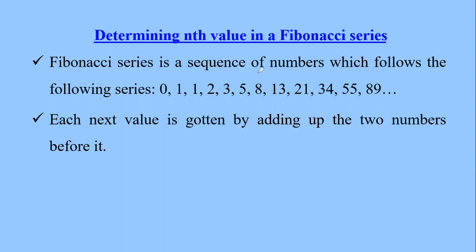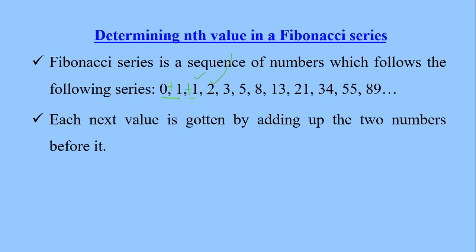2 plus 3 is 5. I repeat, the first 2 numbers in the Fibonacci series are 0 and 1. So to get the next digit, you add the previous 2. So 0 plus 1 gives you 1. Then to get the next number in the series, you add 1 plus 1. That is 2. So you get 2.